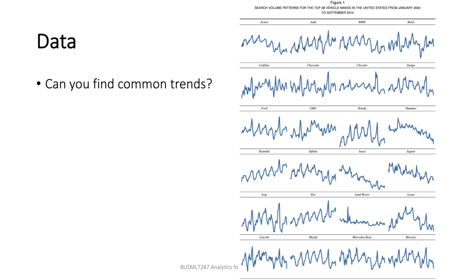And this figure presents the GT time series data for some automotive brands. And can you find common trends? I found in Hummer, Jaguar, and Isuzu a strong downward trend over time. Maybe it is a common trend and there could be some more.